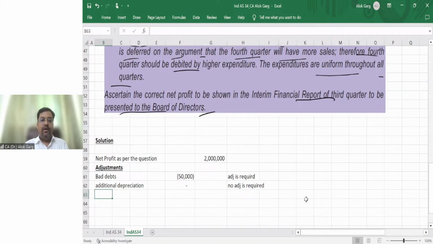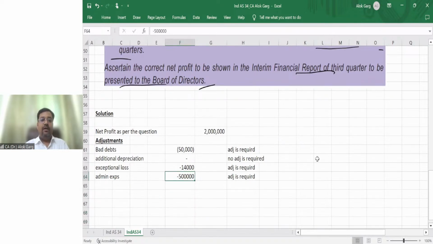Right. Third one, exceptional loss. Again, for exceptional loss, adjustment is required. Yes, it is required. What is that? 14,000. Admin expenses, whether adjustment is required? Yes, it is required. Why? Because this is incurred in the current quarter itself. Minus 5 lakh. Right. What is my total?